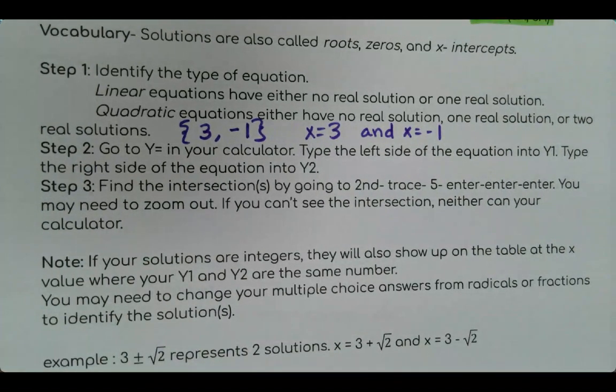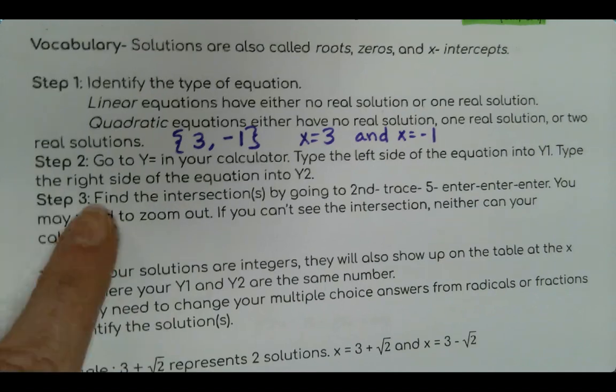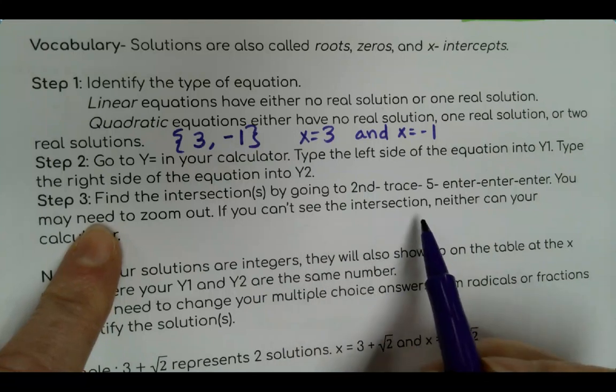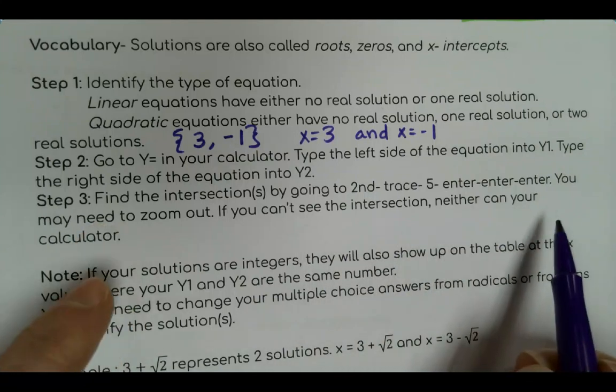So step two says go to y equals in your calculator, type in the left side of the equation to y1, type the right side of the equation to y2, and you're going to find the intersection by going second, trace, 5, enter, enter, enter. You may need to zoom out. If you can't see the intersection, neither can your calculator.